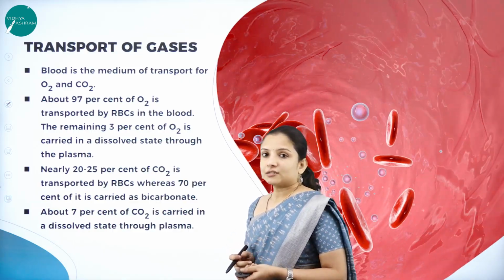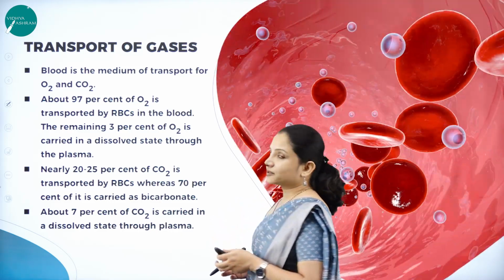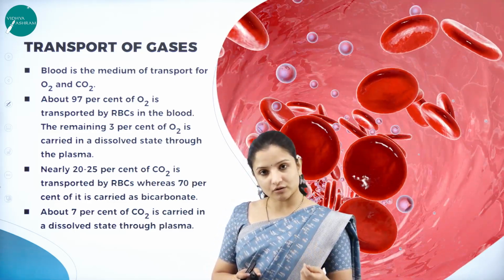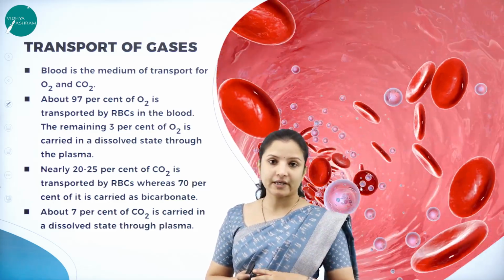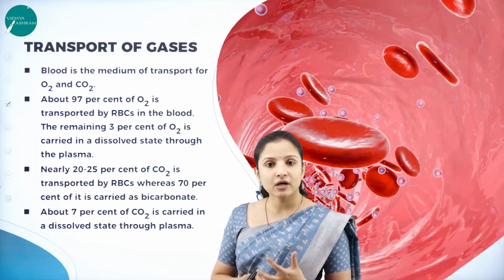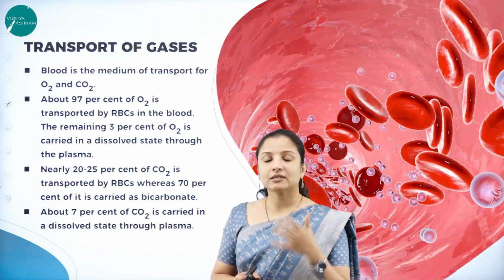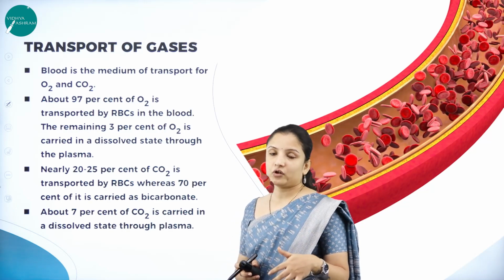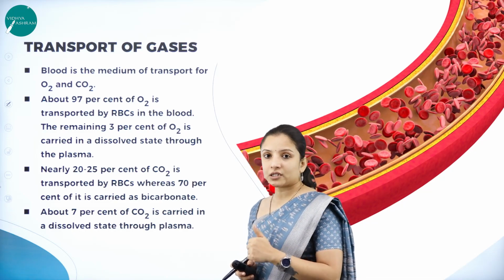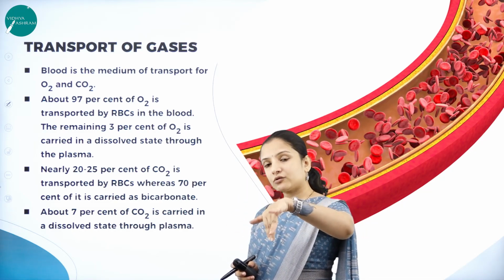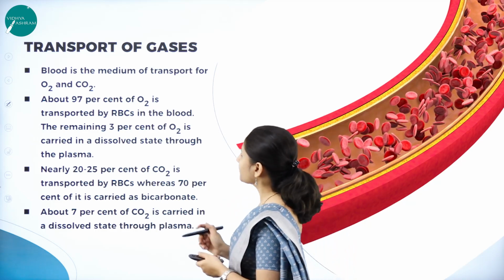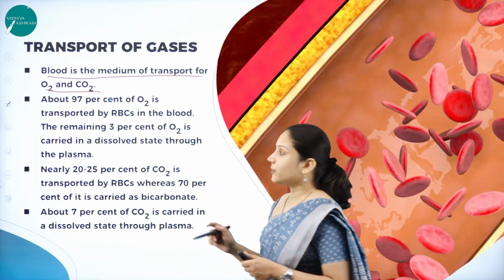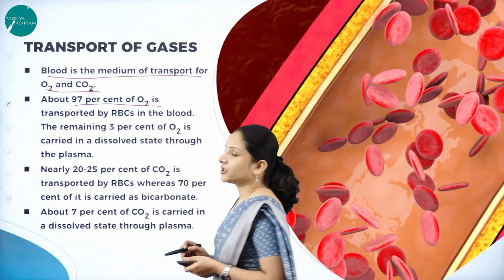So next, talking about the transport of gases, how gases get transported. I told you blood is the medium. None of the gases, be it oxygen or carbon dioxide, can as such move inside a body. It has to have a vehicle, a transporter. Here, in this particular case, the transporter is nothing but the blood. So the blood receives the oxygen from the alveoli, then it passes it to the heart, and through the heart it will deliver it to the body tissue.